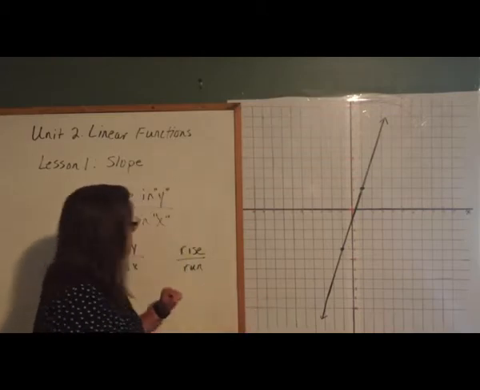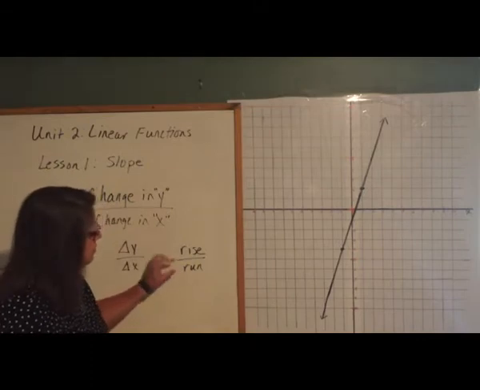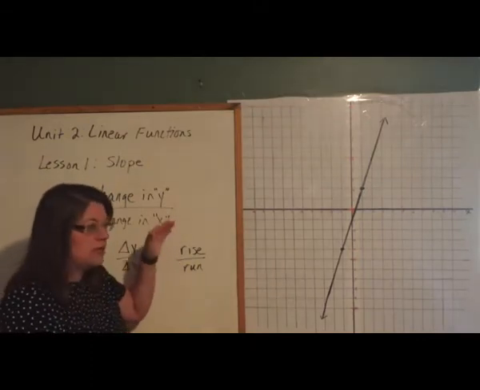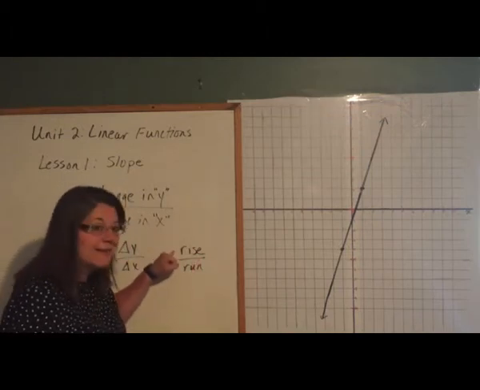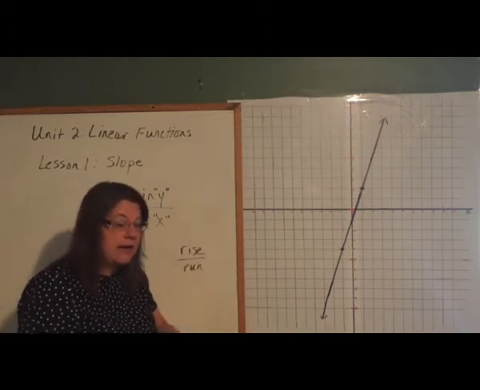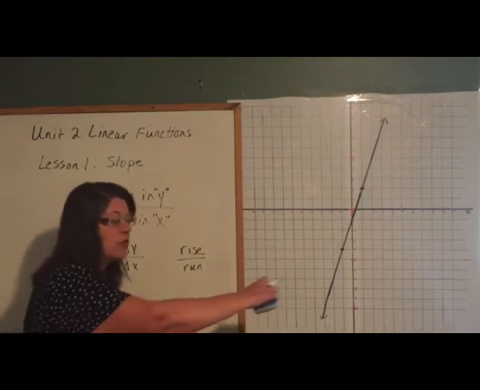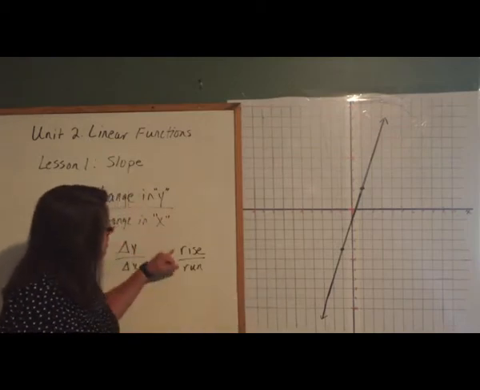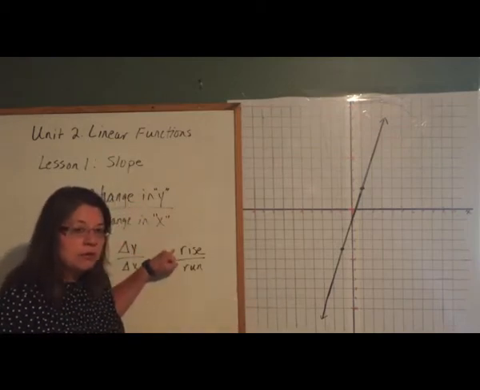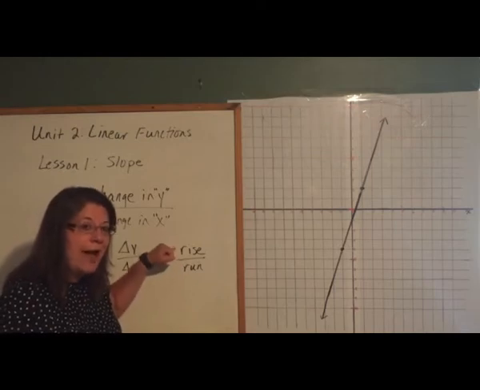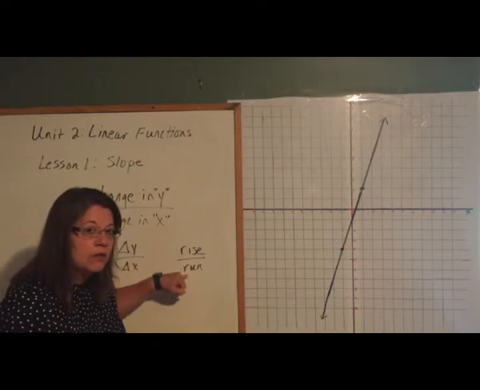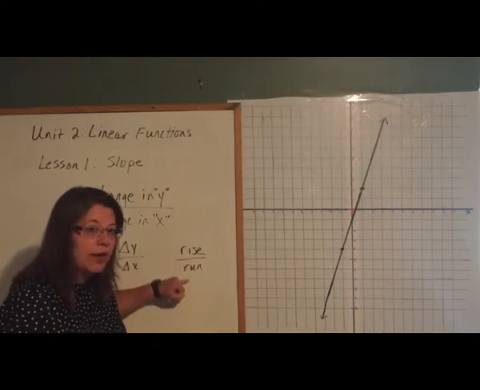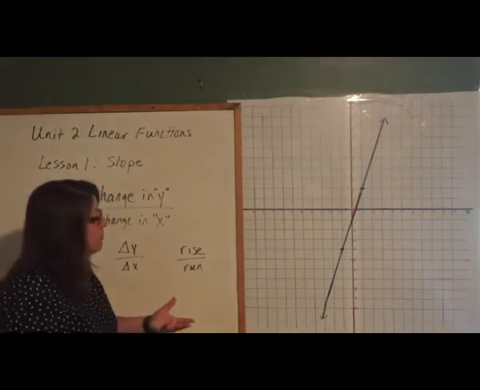Now, sometimes my students get this confused. They switch these two. They do the run over the rise. Here's how you remember that. First of all, rise is up and down. Run is across. Well, when you get out of bed in the morning, when you wake up, you have to rise before you can go do your morning workout. So you've got to rise before you can run. That might be a way that it would help you remember that.